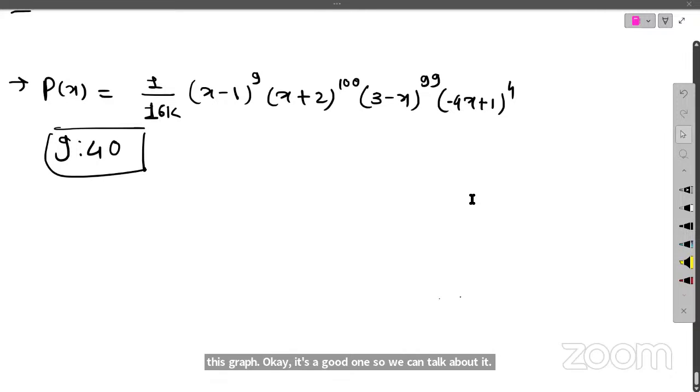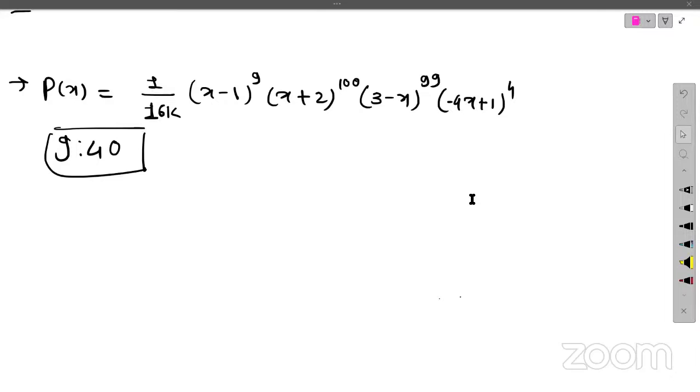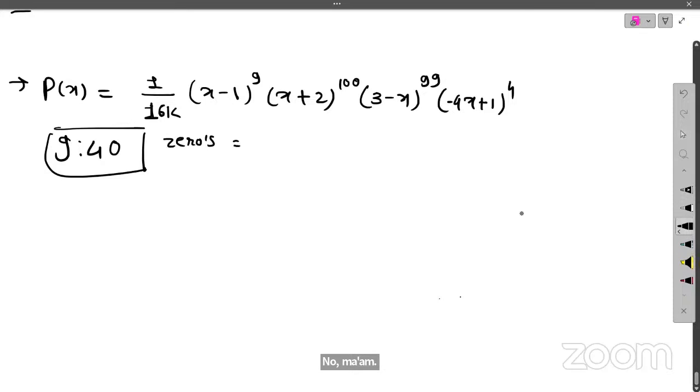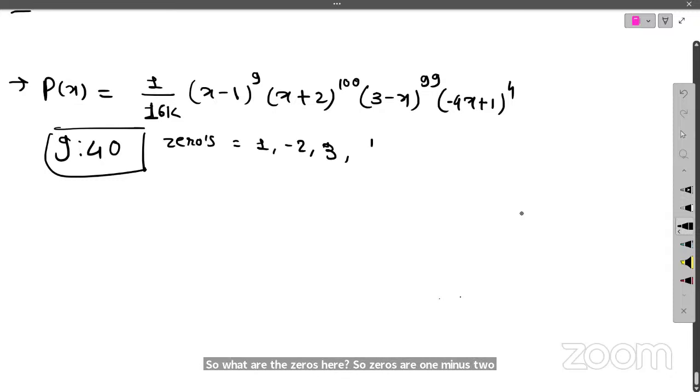So shall we discuss, or do you guys want a little more time? Okay, we'll discuss. First thing, zeros. What are the zeros here? The zeros are 1, minus 2, 3, and 1/4. Correct. So these are the roots.